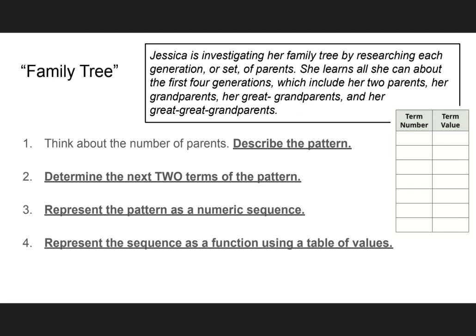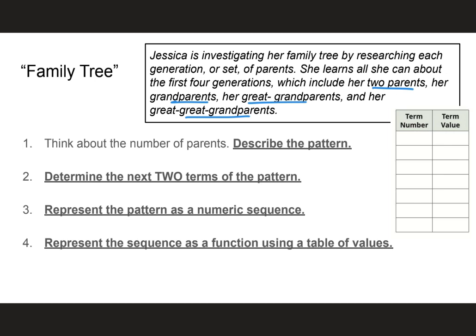All right, so the second one is a pattern in words. It says Jessica's investigating her family tree by researching each generation or set of parents. She learns all she can about her first 4 generations, which include her 2 parents, her grandparents, her great-grandparents, and her great-great-grandparents. So let's think about this pattern.